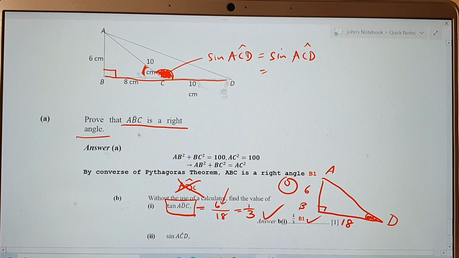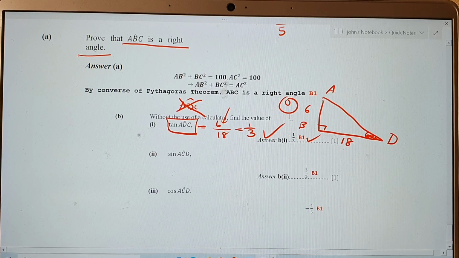So how do I find the sine of this angle? This is my opposite. This is my hypotenuse. So it's 6 over 10. Press calculator, okay? When I say press calculator, I don't mean press sine 6 over 10. No. I mean you press on your calculator 6 over 10. The calculator will tell you that it is 3 over 5. Like that. Okay? Done already. So this one you know how to get.